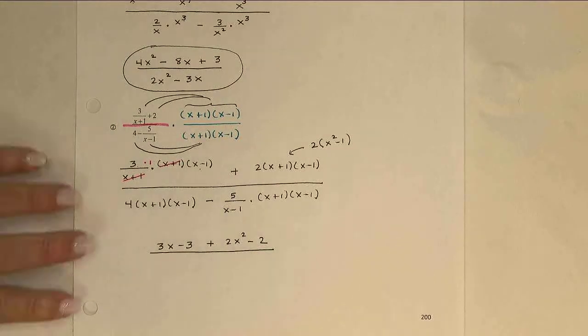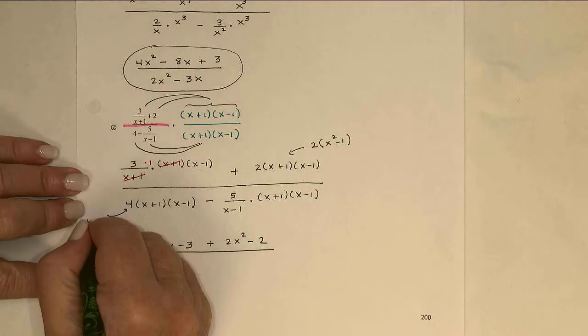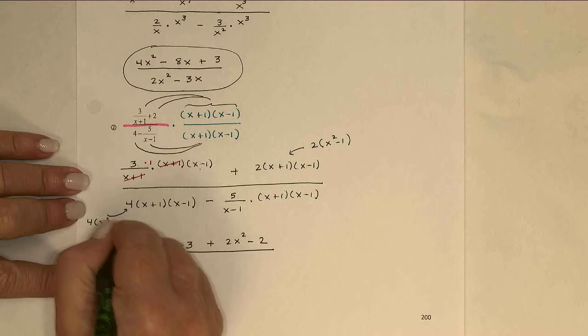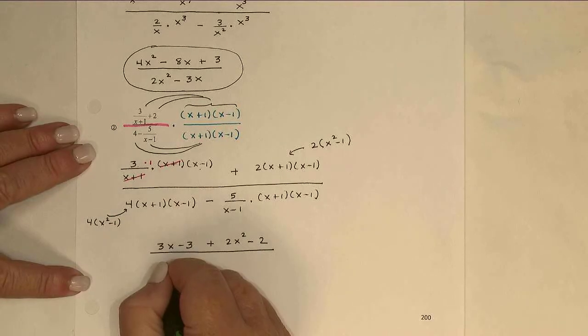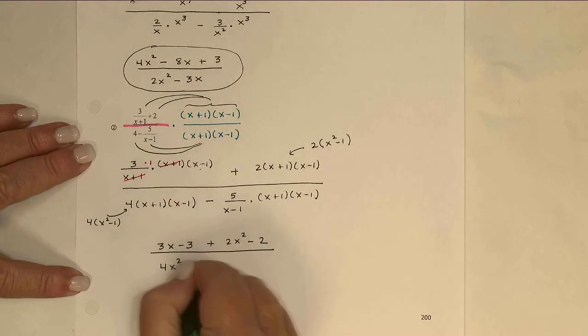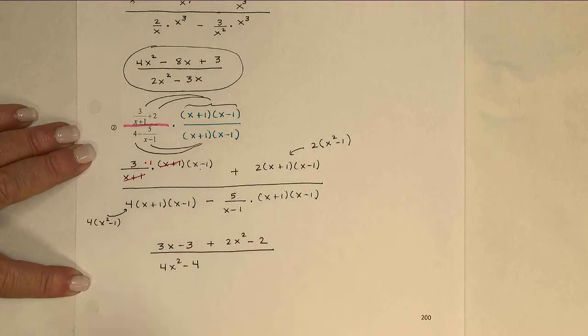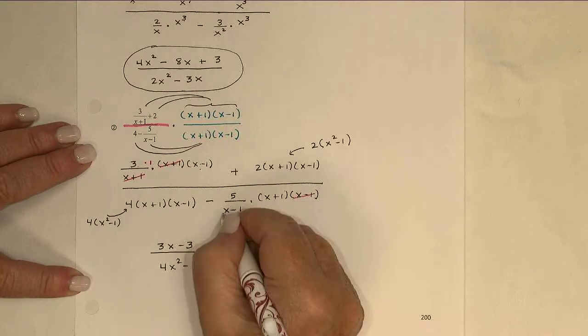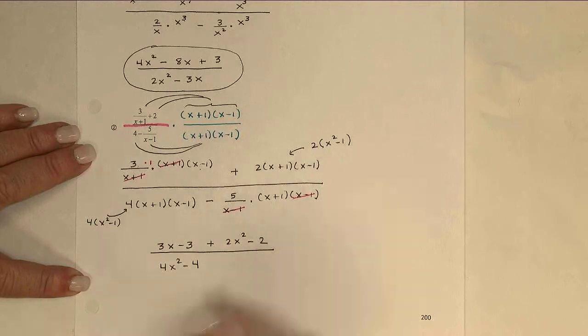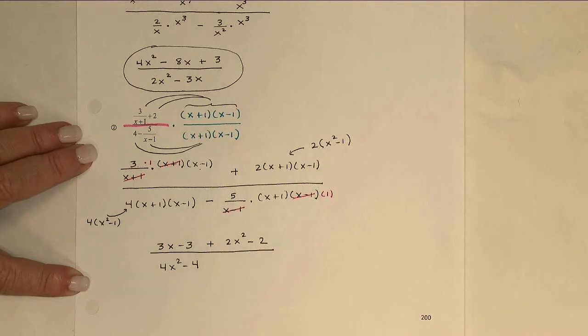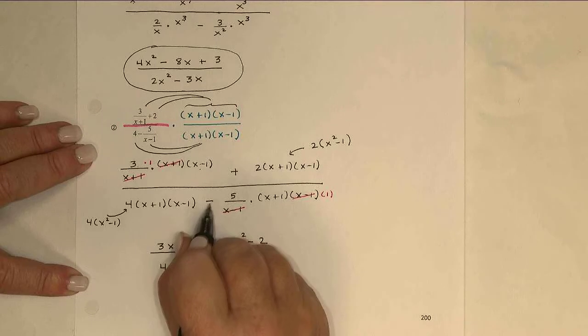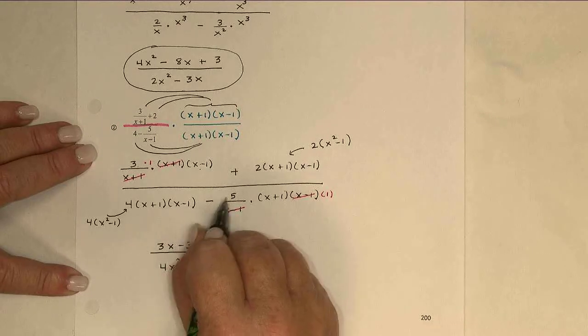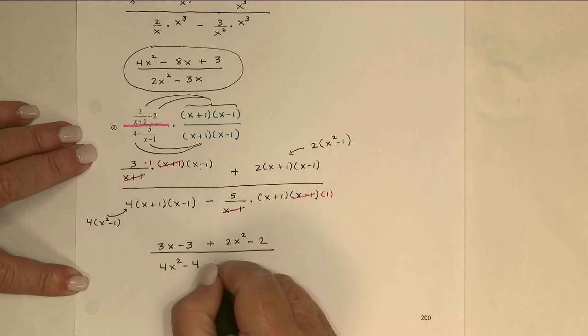Same idea on the bottom. That's really 4 times x squared minus 1. So I'm going to start out with 4x squared minus 4. And then over here, I can divide out the x minus 1s. It's really just times 1. So I'm going to distribute the negative 5 here. Negative 5x minus 5.